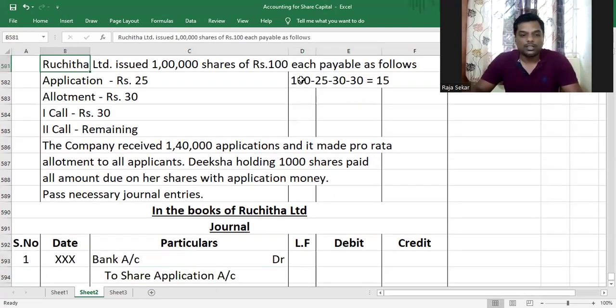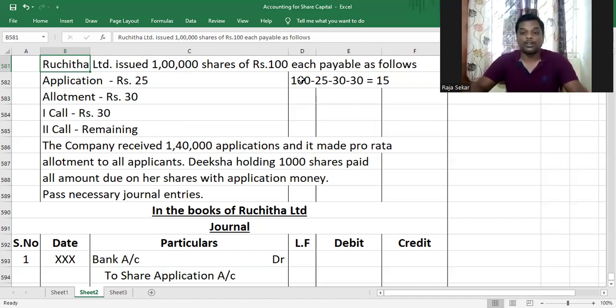If you notice, out of the 1,40,000 applications, Diksha has paid all amount due on her shares with application. Am I right or not, my children? And Diksha is holding 1,000 shares. In a pro rata allotment question, if they give the number of shares held by someone, you'll have to compute the number of applications that the person might have made, because the number of applications made by a person and the number of shares being held by the person will not be the same in case of pro rata allotment. Obviously, the number of shares will be a little lesser than the number of applications made by that person.